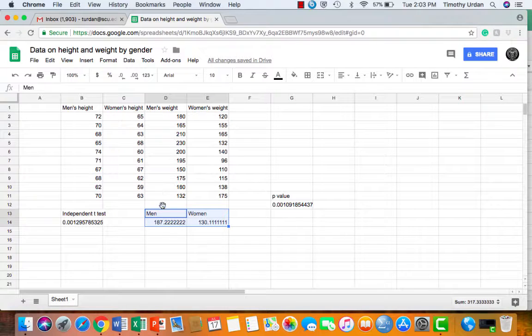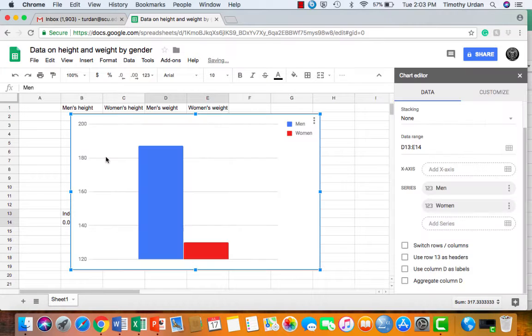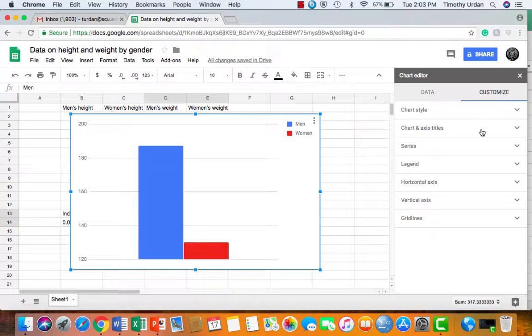I'm going to make a graph. It's good to have these labels above the means because then they'll show up easily in your graph. I go to insert chart, and there is my graph, and then I can modify it a little bit. So you see how the mean for women is a really small little bar? That's because of the way that the values on the y-axis are, so I'm going to customize that.